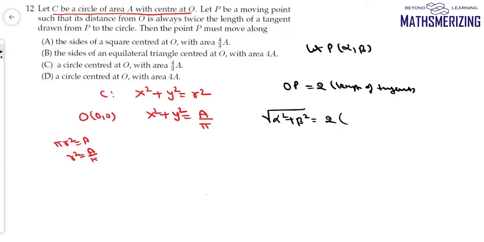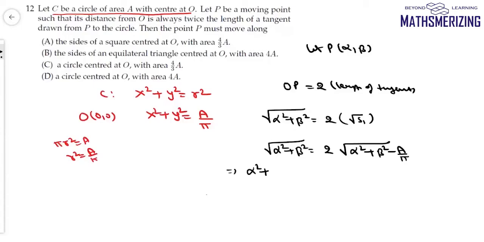Now what is the length of the tangent? Length of tangent is simply under root of S1. So it will be under root of alpha square plus beta square, and this is 2, and here it will be under root of alpha square plus beta square minus A upon pi. So if I square it, I'll write it as alpha square plus beta square is 4 times alpha square plus beta square minus 4A upon pi. So I'll write it as alpha square plus beta square equals 4A upon 3 pi.